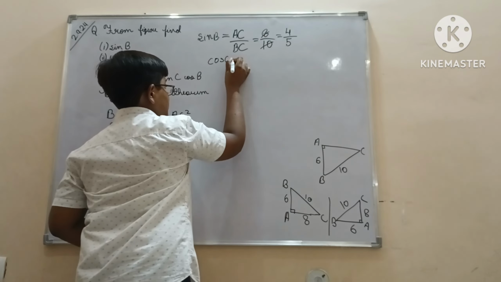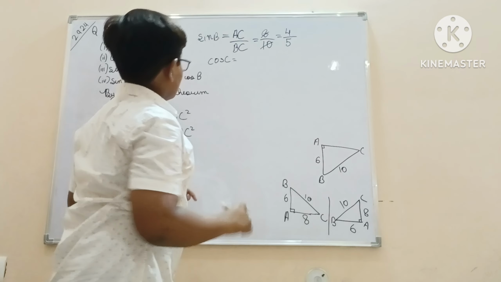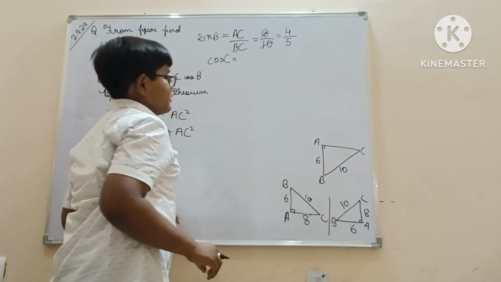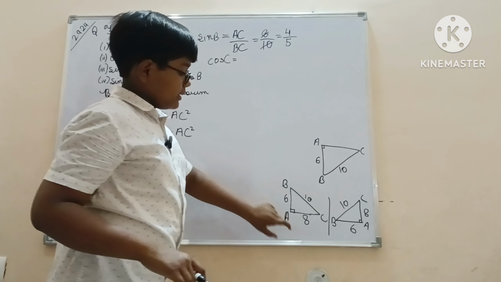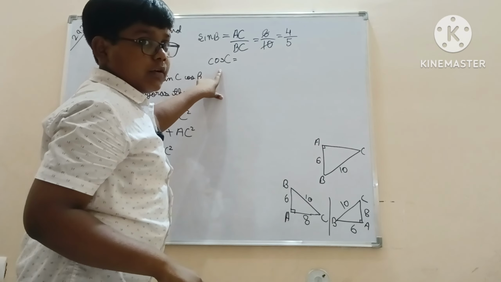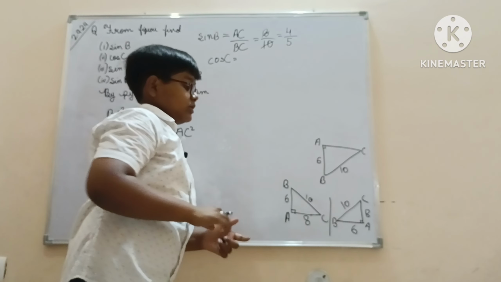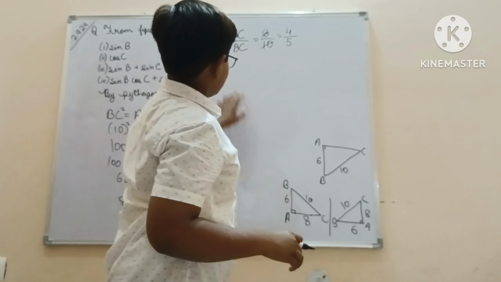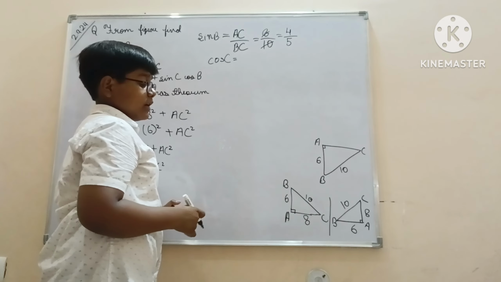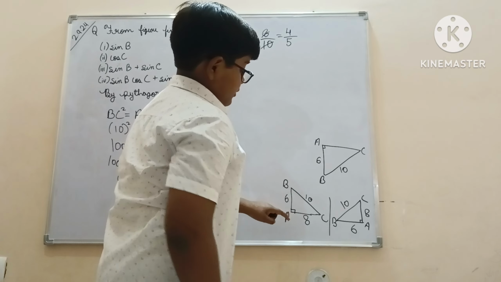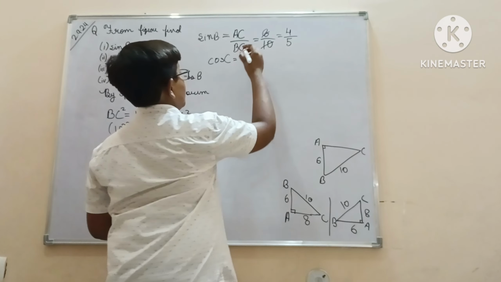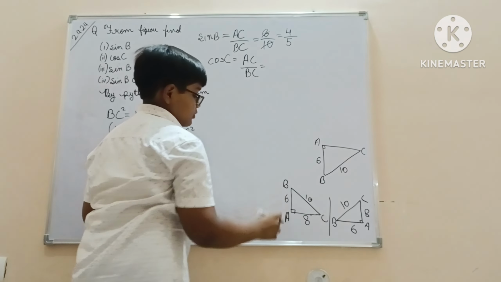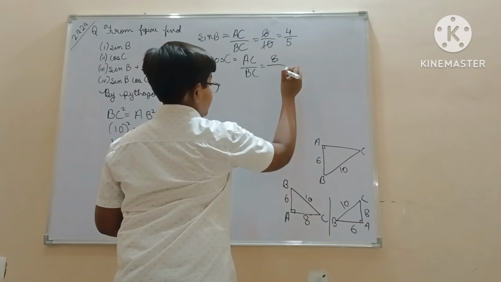Now the second is cos C, which will give us, we will consider this triangle for determining the value of cos C. So the formula of cos theta is equal to base divided by hypotenuse. So the base of our triangle is AC and hypotenuse is BC. So base is 8 and hypotenuse is 10.